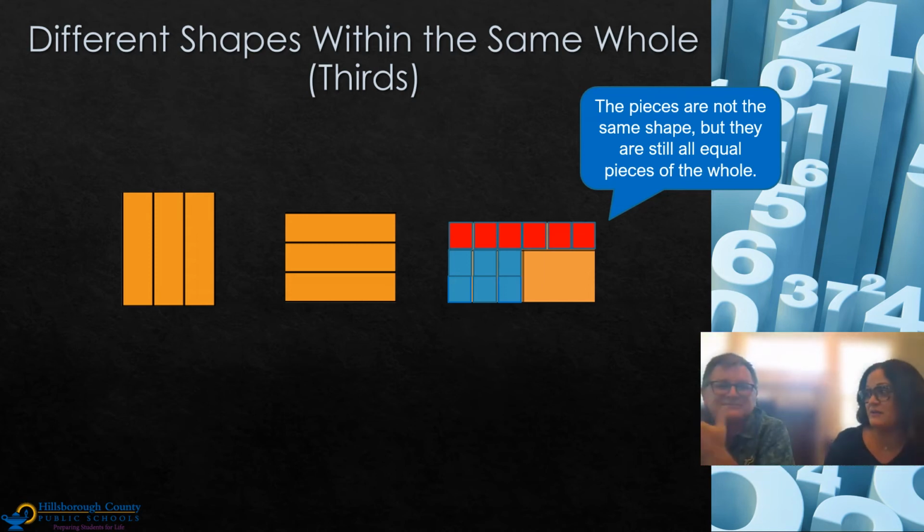Right. I'm not changing the amount of color tiles I'm using. I'm still using 6. I'm just rearranging them differently. Yep. So to answer your question, color tiles is a fabulous tool to use as a concrete model or representation to build that student understanding. Yes. Now I get it.